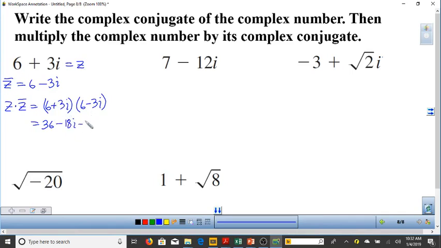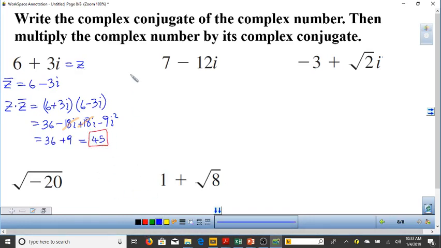3i times 6 is positive 18i. And then 3i times negative 3i is negative 9i squared. And then we end up with 36. And it turns out that this is a difference of squares, so those will cancel. And then we have positive 9, because i squared is negative 1. So basically it's 6 squared plus 3 squared, which is 36 plus 9, is 45. And that's our answer for that.